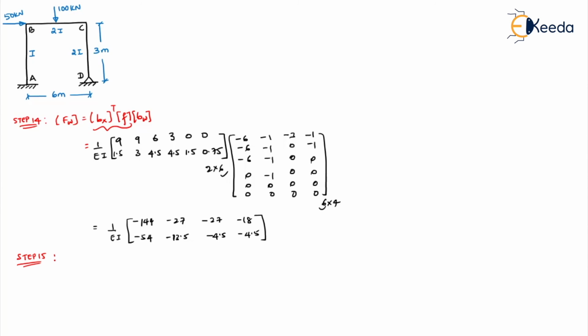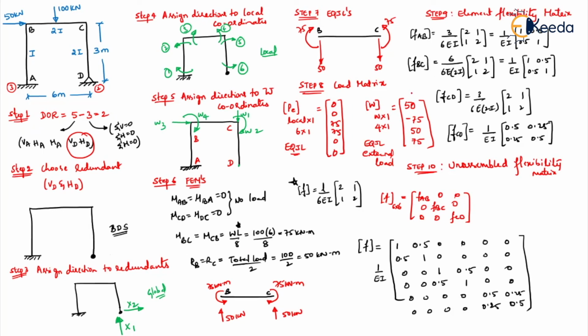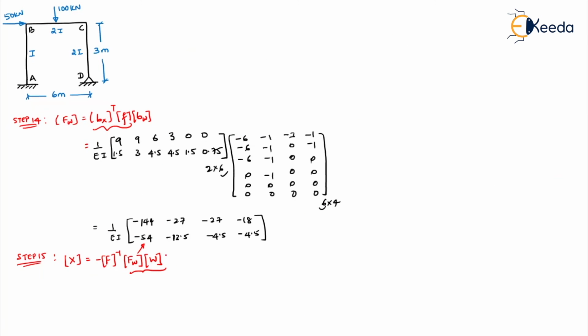Step number 15 is to find the redundant X, which is minus F inverse into FW into W. Okay, we can do these two first. So this is FW. Where is W? This thing only is FW. So where is W for you? This is W, right? So I'll just write it here only. So 50, minus 75, 50 and 75. So this into this you do, you'll get this.